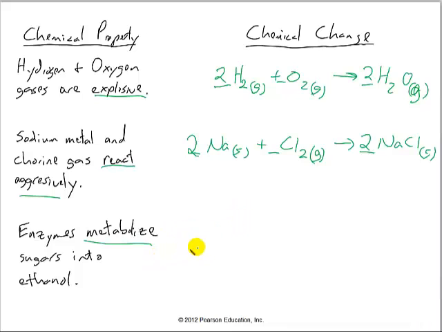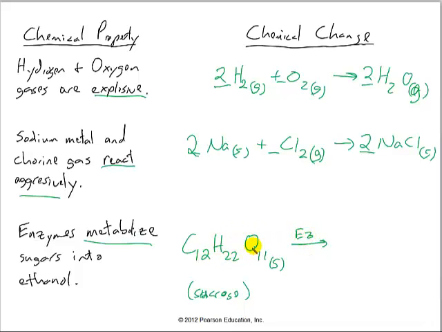Enzymes metabolize sugars into ethanol. So I'm not going to balance this one because of all the things that go on with it. This is the molecular formula for table sugar, or sucrose. And enzymes, there's multiple enzymes that carry this out, multiple steps. This acts as a catalyst. It doesn't really factor in. It causes the chemical change, but it doesn't change itself.